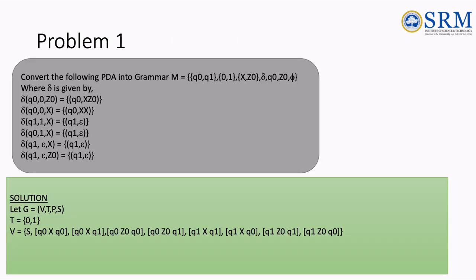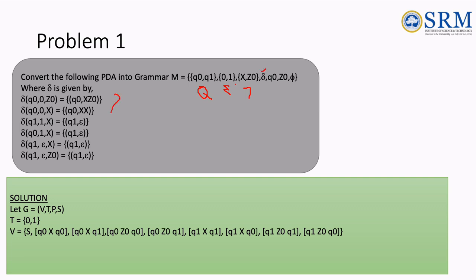So let us take a problem over here. This is the problem. They have given that these are our tuples. This is our Q, the set of states, so we have only two states. This is my sigma, the input, so we have two inputs. And this is my gamma, so two stack symbols are there, X and Z naught. And delta.